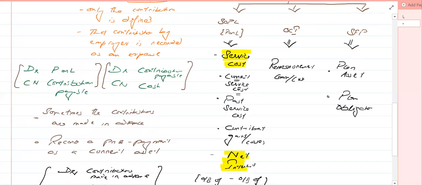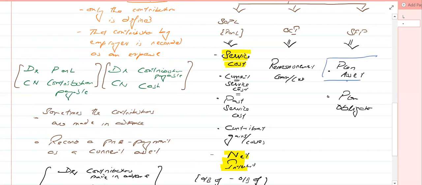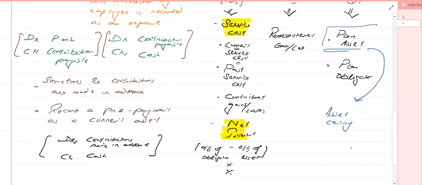But with reference to the plan asset, there is a concept which is known as the asset ceiling. This is something very important to understand. Asset ceiling. What is asset ceiling? So when your pension plan is in surplus, you're supposed to record the plan asset, but not the amount that is the difference between the plan asset minus plan obligation. The standard says that you are going to record the amount which is actually recoverable.